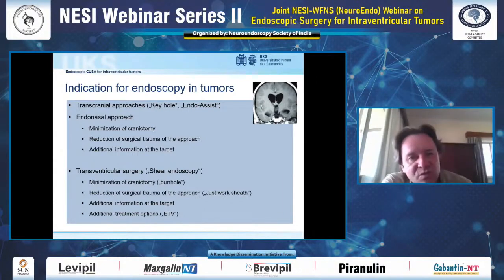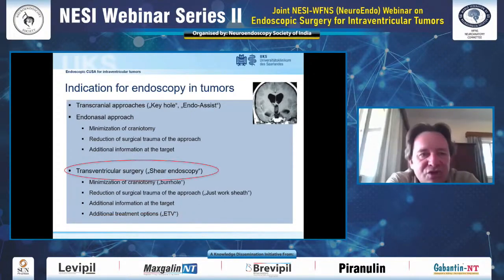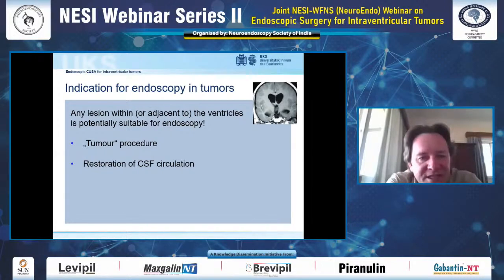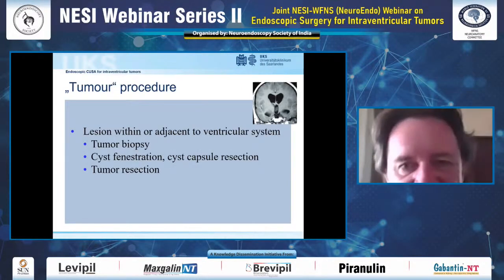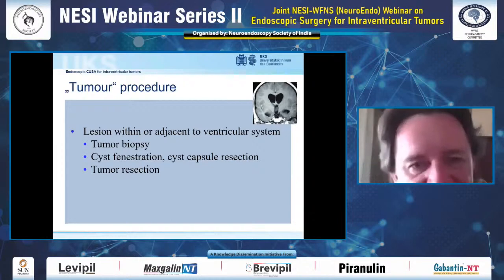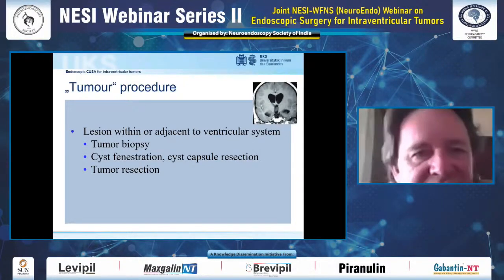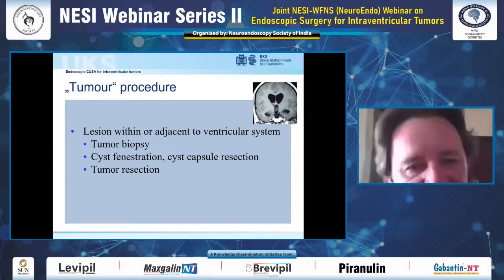Most of the applications we do are an endocystic approach, a cranial approach, and an endonasal approach. But transventricular surgery, of course, is an endoscopic technique through the working sheath. And the ideal indication is a tumor procedure in combination with restoration of CSF circulation. Well, what is the indication? Basically, any lesion adjacent to or within the ventricular system is a potential candidate for an endoscopic procedure: tumor biopsy, cyst fenestration, or tumor resection.